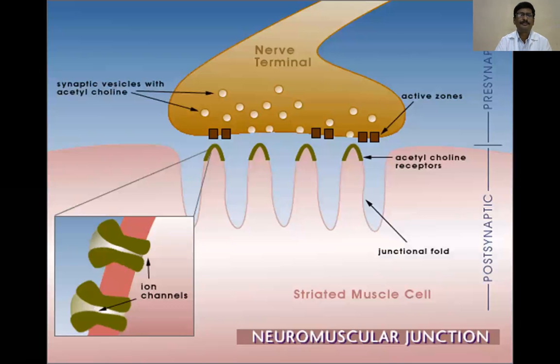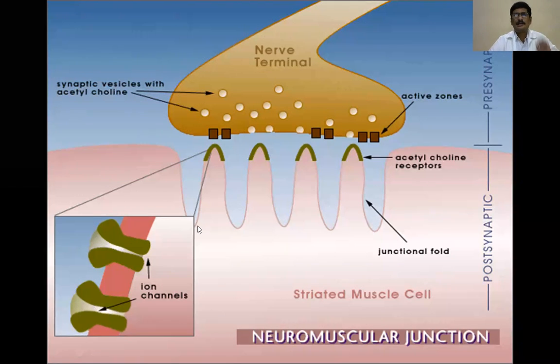We'll see slowly. This is the same structure, a little bit enlarged. In the axon terminal, these are the active zones or the dense bars. These are areas where acetylcholine vesicles come, fuse and release their contents. These are the synaptic vesicles, and these are the acetylcholine receptors in the junctional folds, where they are more in number. They increase the surface area as well as anchor the ACh receptors. These are the ion channels. ACh receptors act as the ion channels.